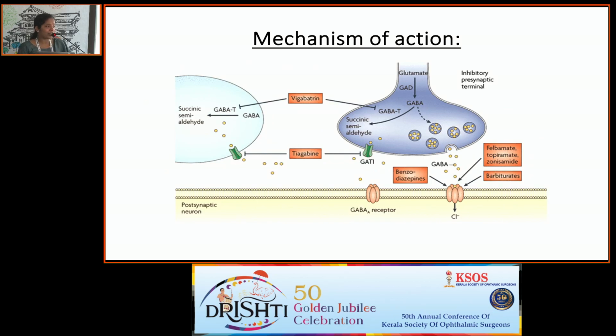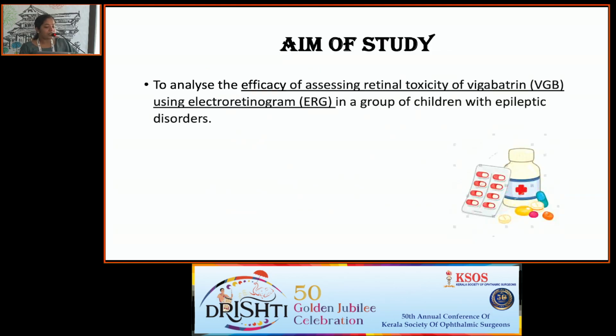Vigabatrin actually acts at the presynaptic terminal by inhibiting the enzyme GABA transaminase and thereby increasing the concentration of this inhibitory neurotransmitter and producing an anti-epileptic effect. So our study is to analyze the efficacy of assessing retinal toxicity of vigabatrin by using electroretinogram in a group of children with epileptic disorders.